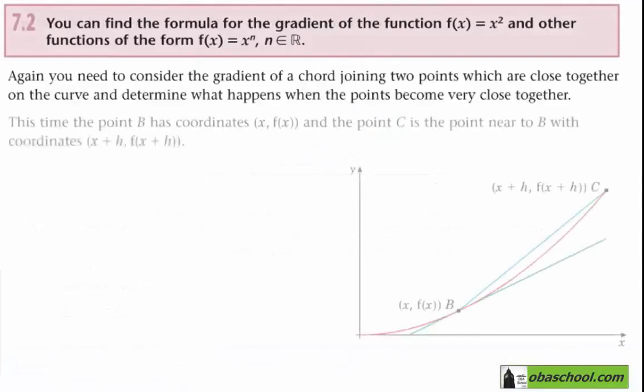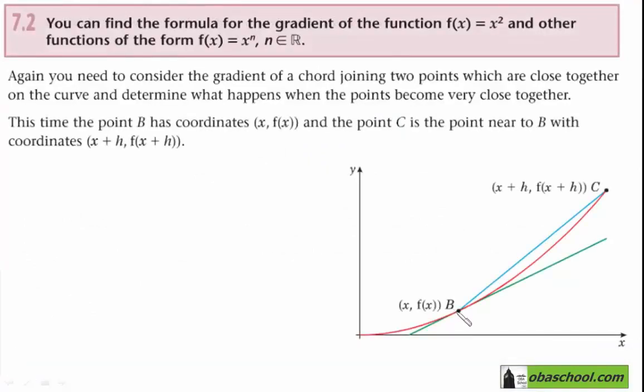Again, let's say we have the same sketch. We have this point B, and at this point we have the tangent. The coordinates of B are x, f of x, and for the point C we add to x a small value that we called previously h. Then the point C is going to be x plus h, f of x plus h.